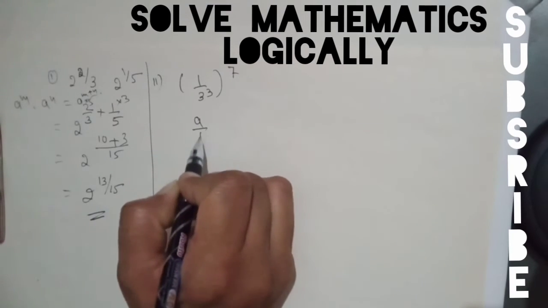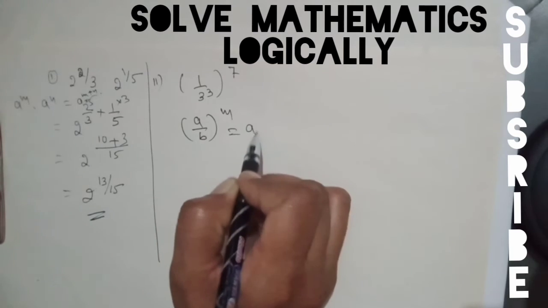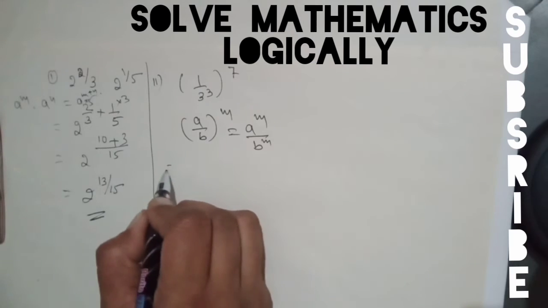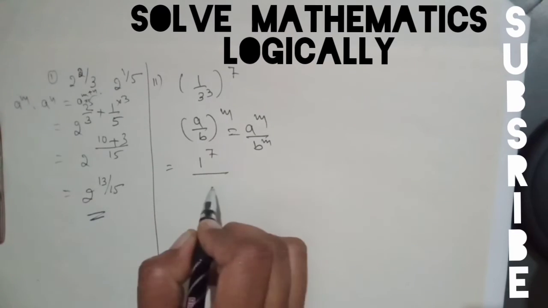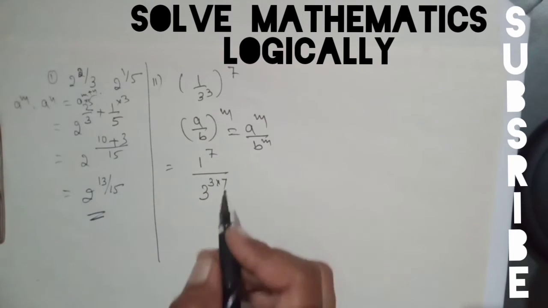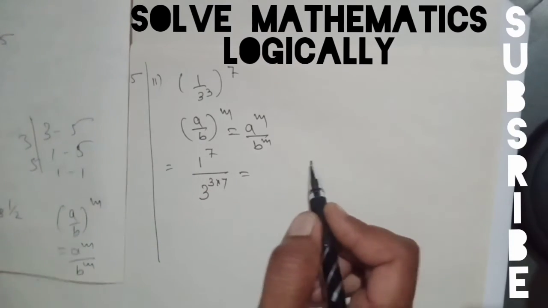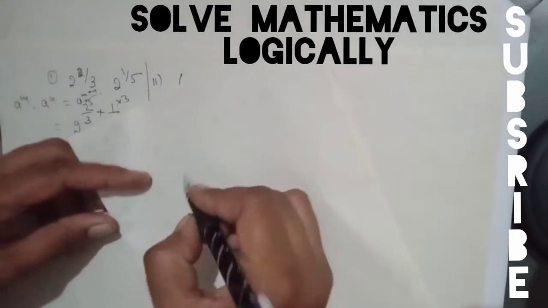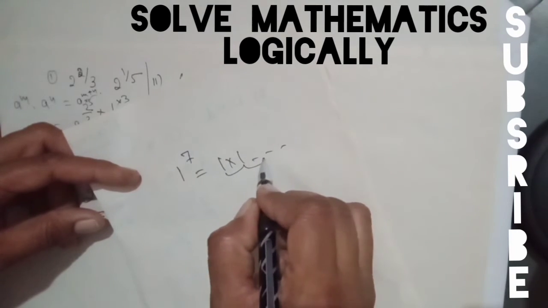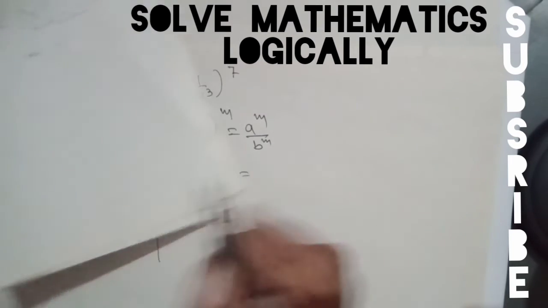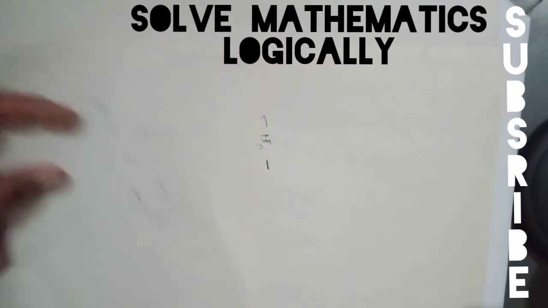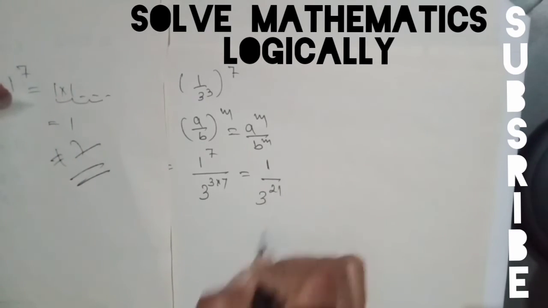Now I am using a by b raised to m is equal to a raised to m upon b raised to m. Now look at this one. This one equals 1 raised to 7 upon 3 raised to 7. Then what happens here? 1 raised to 7 is not 7, children. 1 raised to 7 means 1 is repeated how many times? 7 times. So if you multiply 1 into 1, 1 into 1, you are going to get only 1. So be careful with this one. This is not equal to 7. This is 1. Now 3 raised to 7 is 2187.